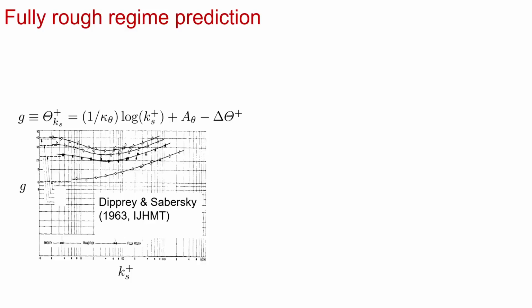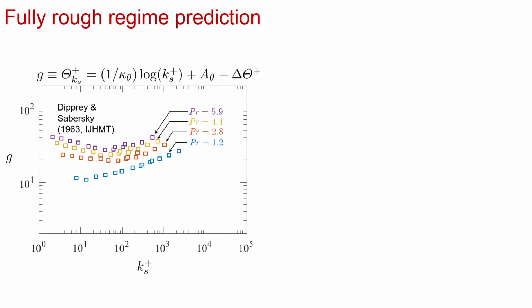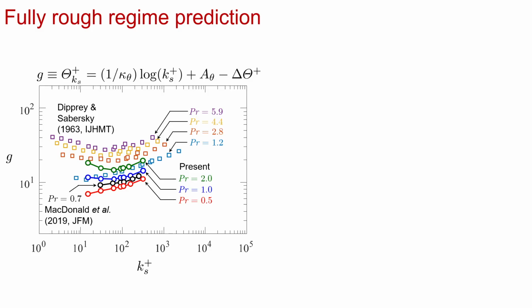So now with the comprehensive data at our disposal, let's go ahead and examine our mean flow data first. Here I'm showing the original G function plot of Dipprey and Sabersky. And what I'm just going to do first is trace their data onto a new set of axes. And now what I'll do is overlay our present data also alongside the data of McDonald et al., who considered the same 3D sinusoidal roughness as us.